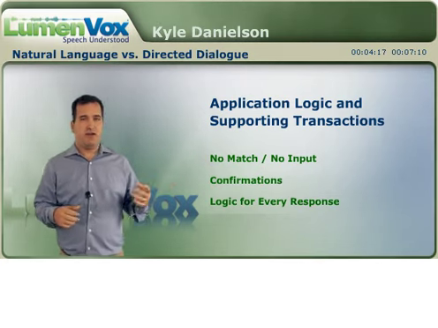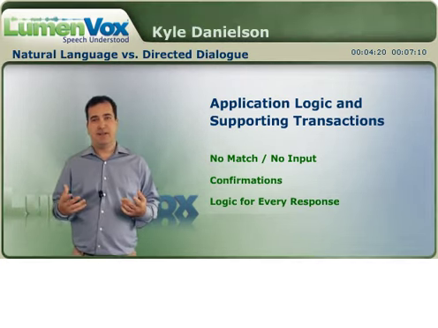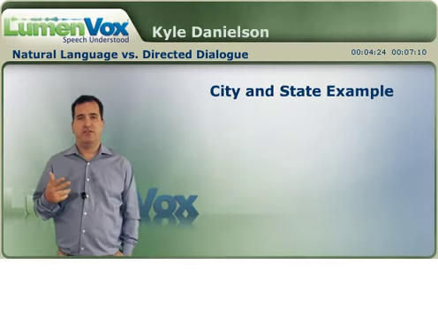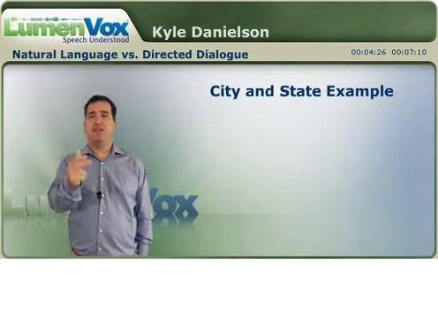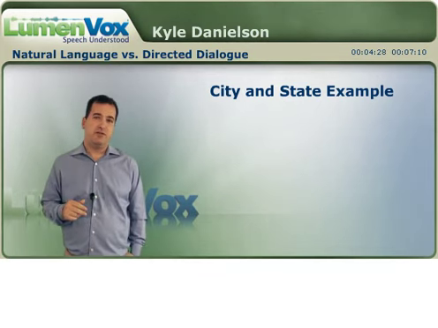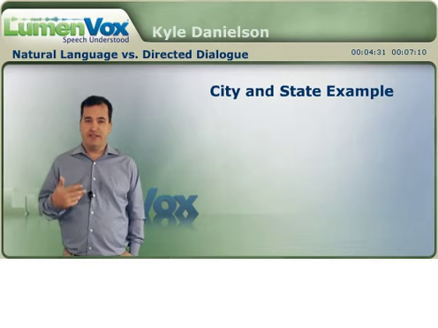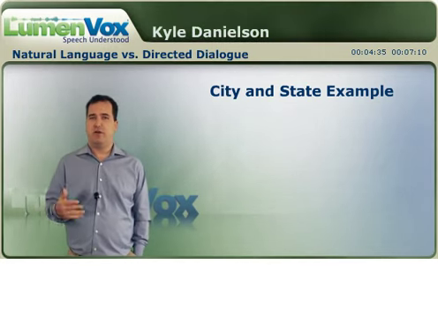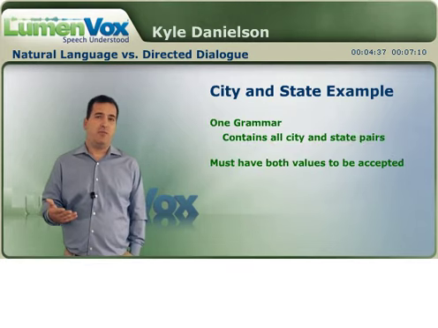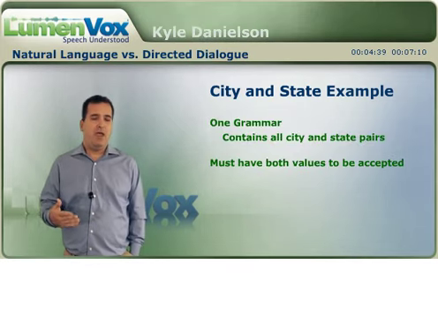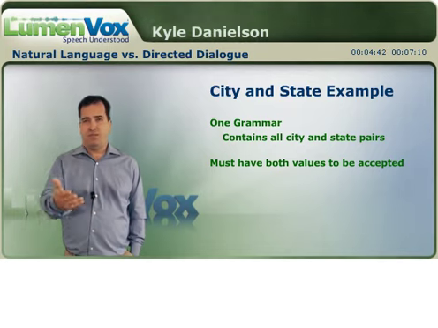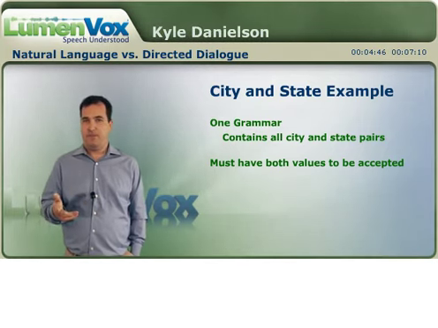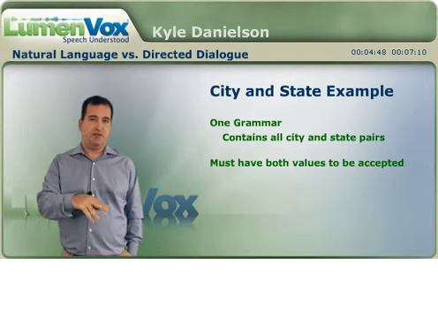So let's go ahead and talk a little bit about dialogue complexity. And we'll take our city-state example. Now, I may have an application that says, please tell me the city and state you'll be traveling to. And the caller could respond with San Diego, California. Now, this is not too bad of an application dialogue, right? It's pretty simple. I'm going to have one grammar with all of my cities and states in it, and then I'm going to have a prompt that's simply going to address the caller. Now, I'm done, right? Well, what happens if the caller says just a state?